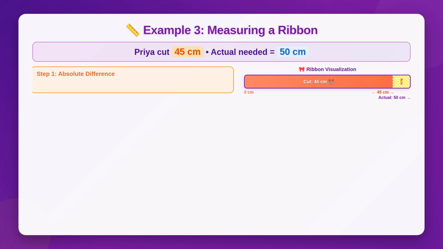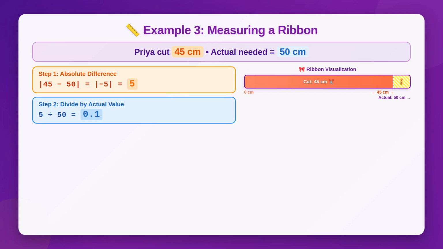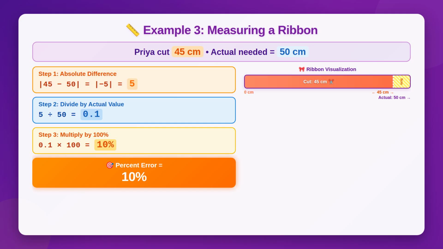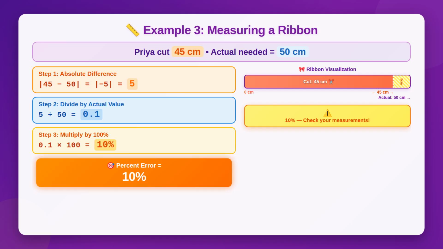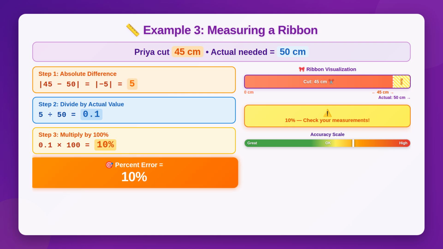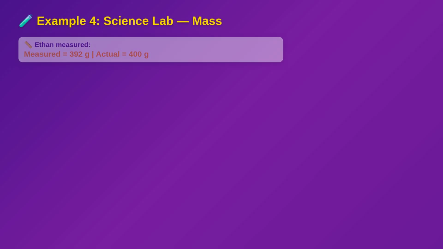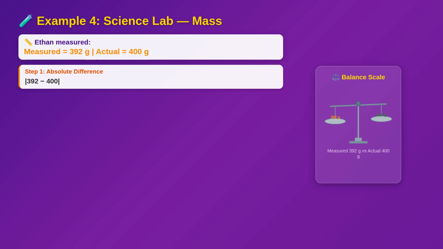Priya is making decorations and cuts a ribbon she thinks is 45 centimeters long. She measures it afterward, and it's actually 50 centimeters. Oops. Let's find the percent error. Step 1. Absolute difference. 45 minus 50 equals -5. Absolute value is 5. Step 2. Divide by the actual value. 5 divided by 50 equals 0.1. Step 3. Multiply by 100%. 0.1 times 100 equals 10. Priya's percent error is 10%. That's right at the edge. She was off by a full 10%. She might want to measure more carefully next time.